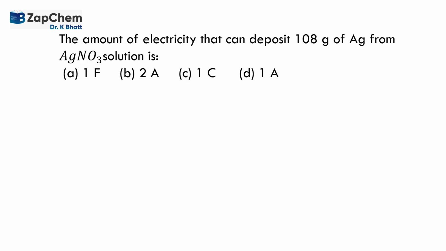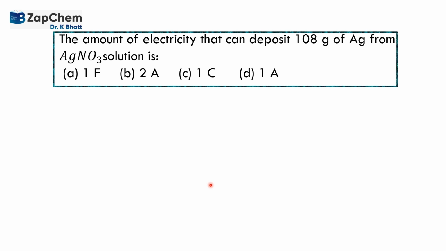Next, the amount of electricity that can deposit 108 grams of silver from silver nitrate. Of course, it depends upon Faraday's laws of electrolysis, and the amount of electricity required in this case will be the atomic mass of silver, 108, which is the equivalent weight also, and that will be equal to 96,500 coulombs of electricity, which is equal to 1 Faraday. So that's the right answer.